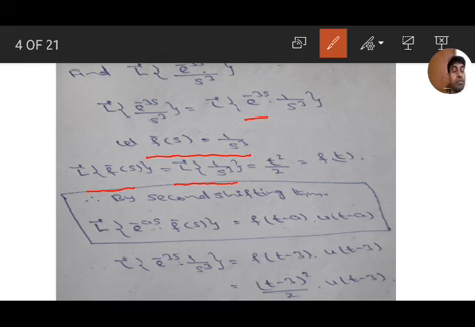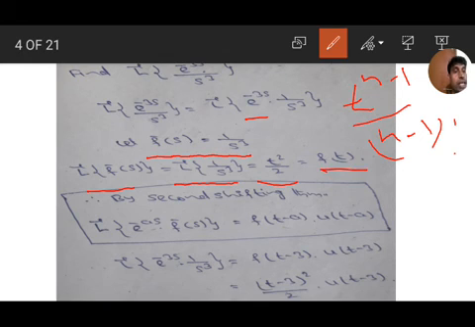1 by s cube means 1 by s to the power of n. The formula is L inverse of 1 by s to the power of n is t to the power of n minus 1 by n minus 1 factorial. Therefore here n equal to 3. Therefore t to the power of 3 minus 1 by 3 minus 1 factorial, that is t square by 2. That is say f of t.